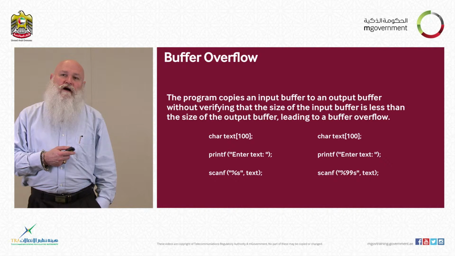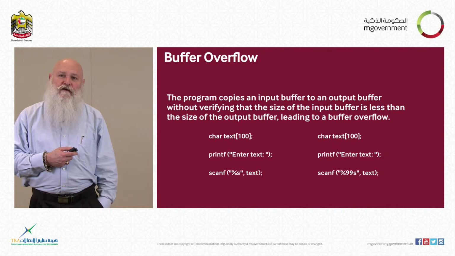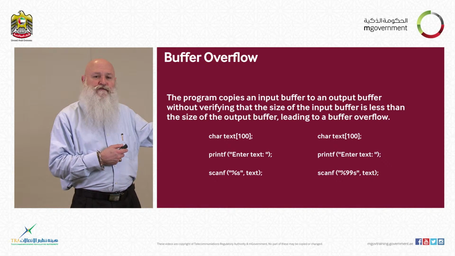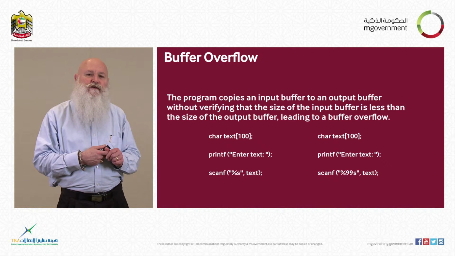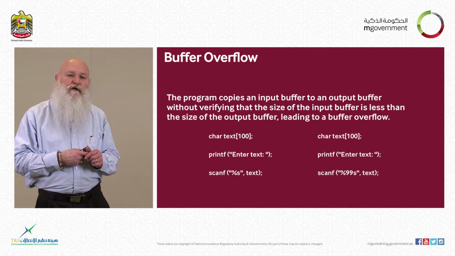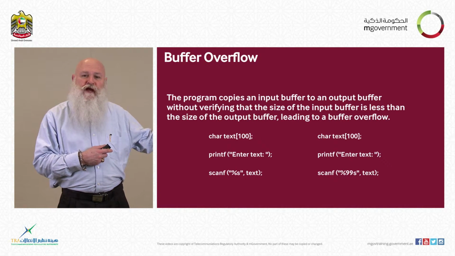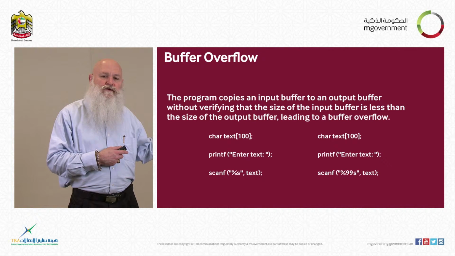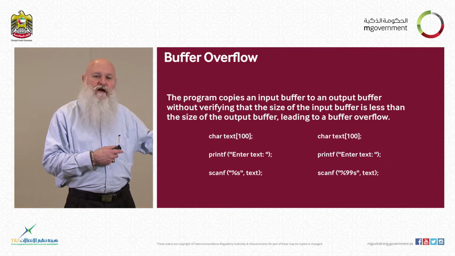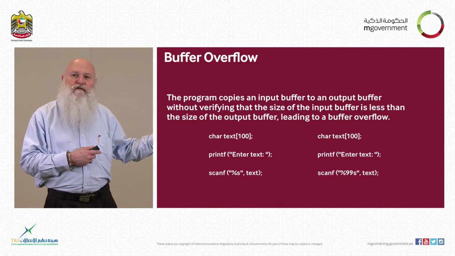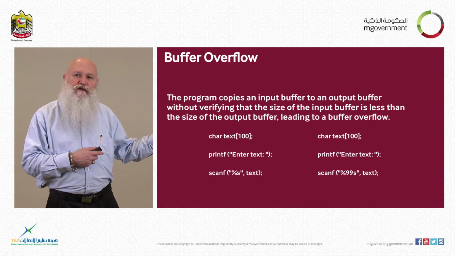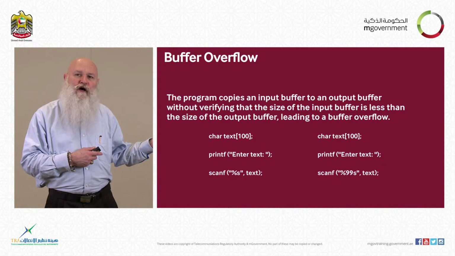Now let's consider a common programming flaw which leads to a buffer overflow vulnerability. So examine the code snippets here on the left and the right. And on the left you'll see that we allocate a variable. We'll call it text, and we set its size to 100 characters. Then, with the printf statement, we prompt the user to enter some text. And then on the third line, we use the scanf function to read in what the user enters and push it into the variable text. But what happens if the user enters more than 100 characters?